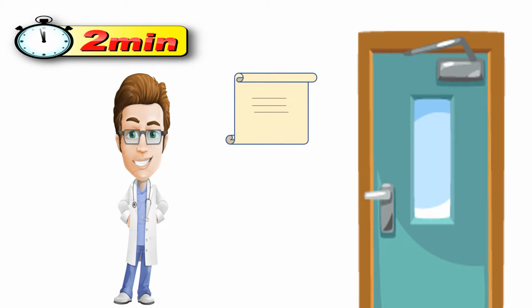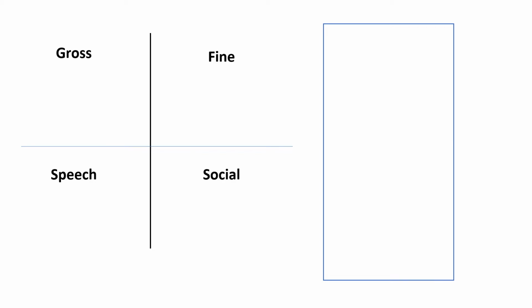You will write on a paper, because in the exam they will provide you with papers. On this paper you will draw a cross. In the cross you will write the developmental milestones: gross, fine, speech, and social. And on the side of the paper you will list your tasks.